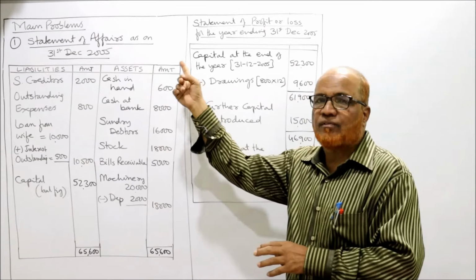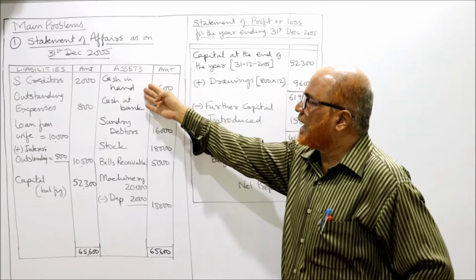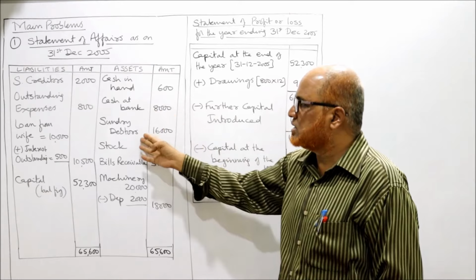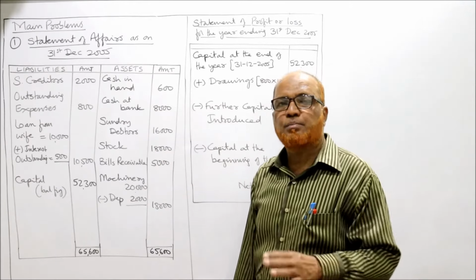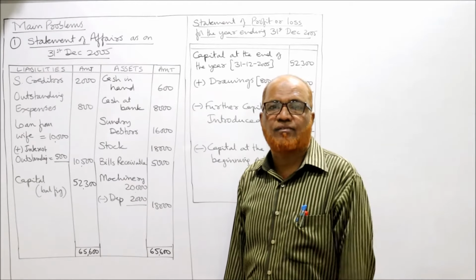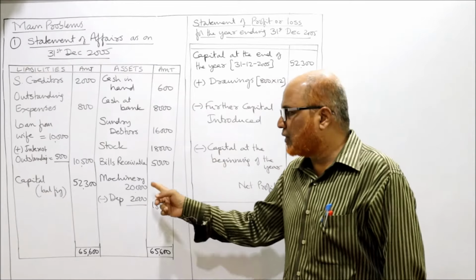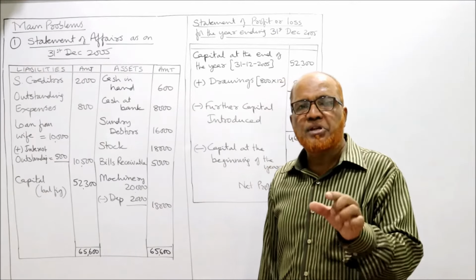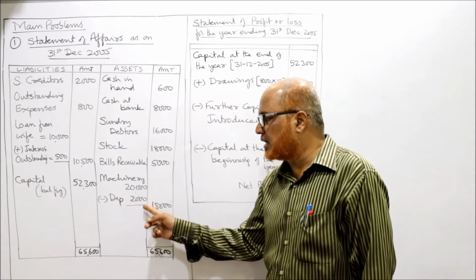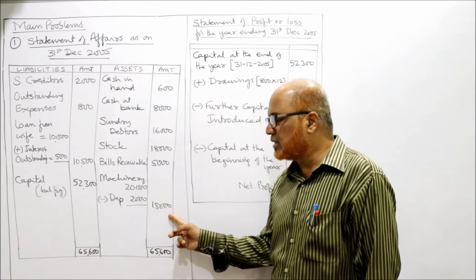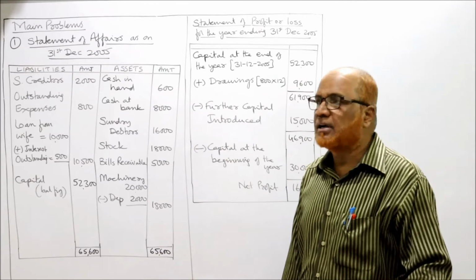So we are making the statement of affairs as on 31st December. We have taken all the assets. Assets are cash in hand 600, cash at bank 8,000, sundry debtors, stock, bills receivable, machinery. The machinery he purchased on 1st January itself. As soon as the business started, he immediately purchased a machine for 20,000. And during the year, depreciation is to be provided at 10%, as given in the last line. So minus 10% depreciation, 2,000. So 18,000 is the book value of the machine. The assets total 65,600.